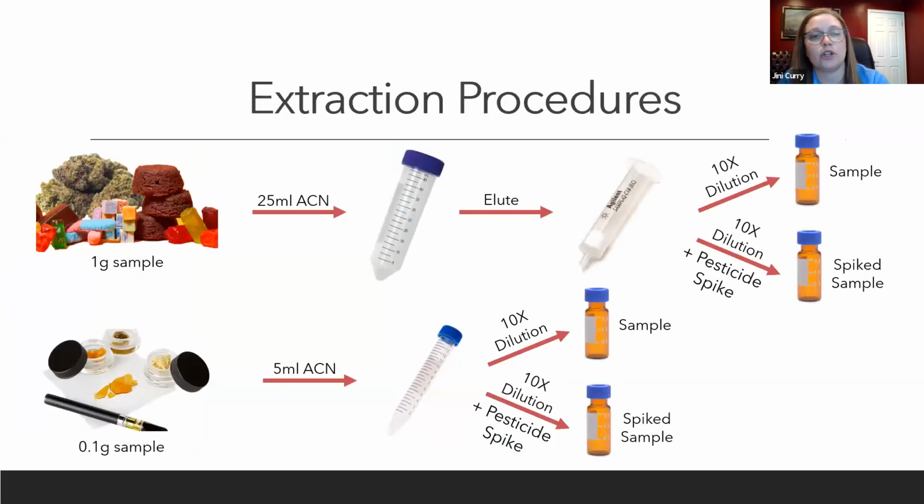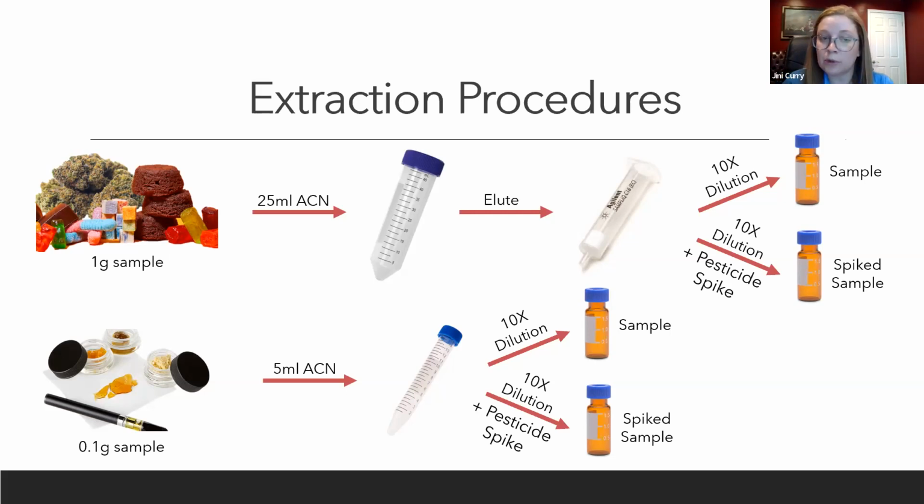So our extraction procedure for our flower and our edibles, we take 1 gram of sample and we added 25 mL of acetonitrile, and then we vortexed that, shook it up really well, and then eluted it through an Agilent SampliQ C18 column. And once it had been eluted, we brought that volume back up to that final volume of 25 to have that 25x initial dilution. And then we did a 10x dilution from that. And we did a 10x dilution of just the sample. And then we did a 10x dilution plus a pesticide spike to create our spiked sample. And then both of these samples are going to be run.